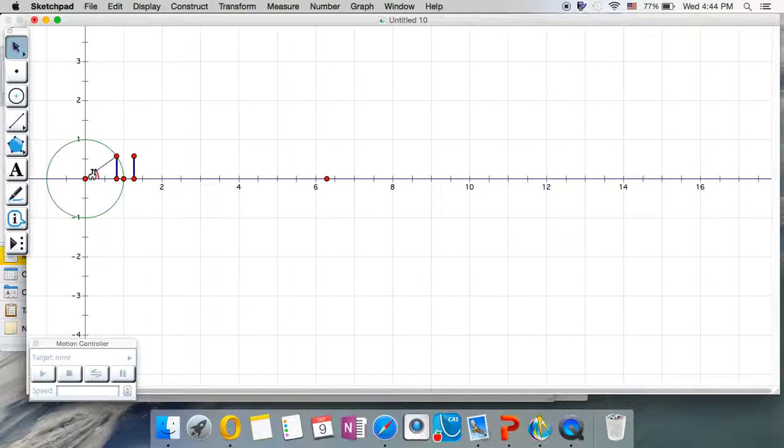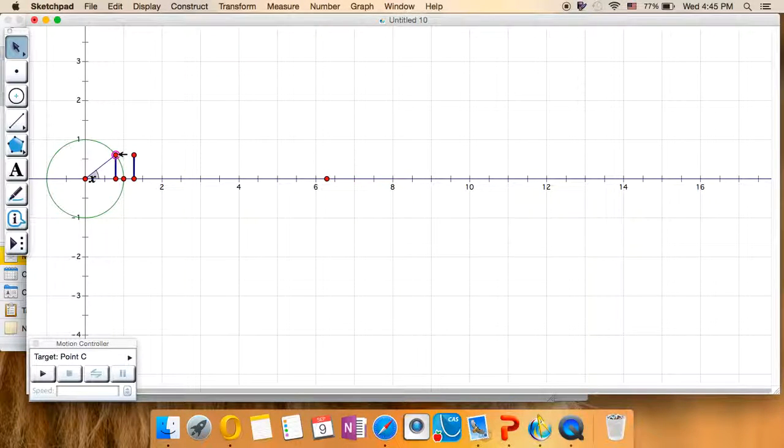So whatever the rise is, that's the sine. And notice that the other segment is also congruent to the rise right here. So these two are the same lengths. As the point travels towards 90 degrees, when it reaches 90 degrees, it also reaches the highest point, which is (0, 1).